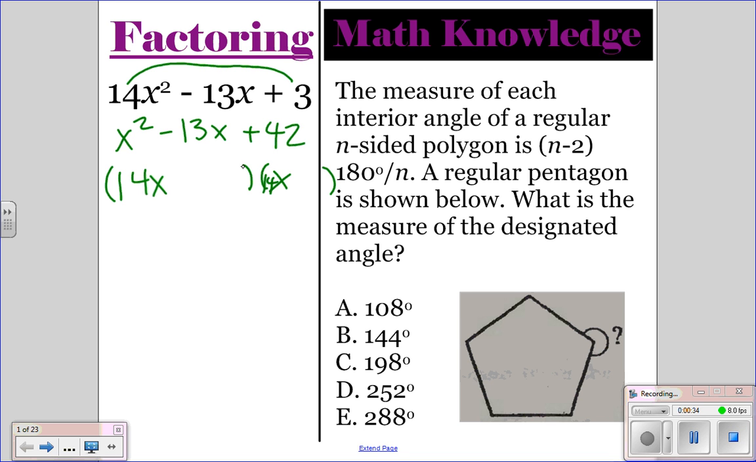And so the two numbers that we want to use are going to be -6 and -7. And then we reduce. The 14 and the 6 will reduce by 2. So we'll have 7x minus 3. And then the 14 and the 7 will both reduce by 7. And so we'll have 2x minus 1. And so this would be your answer for your factoring.